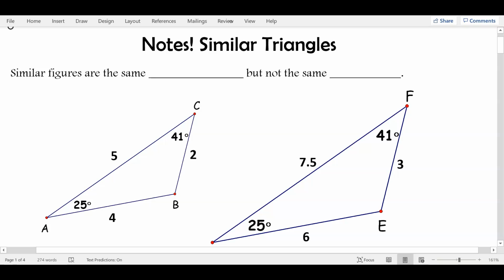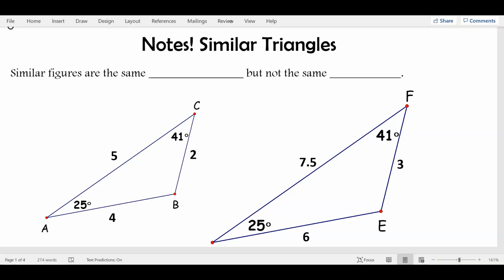So if you're just looking at the pictures, you can see the outside numbers. These are side lengths. This 5 and this 7.5, they don't match up, right? 4, 6, those don't match up. 2 and 3, those don't match up. But look at the inside. The degree angles are the same. 25 degrees matches, 41 degrees matches, and so on.